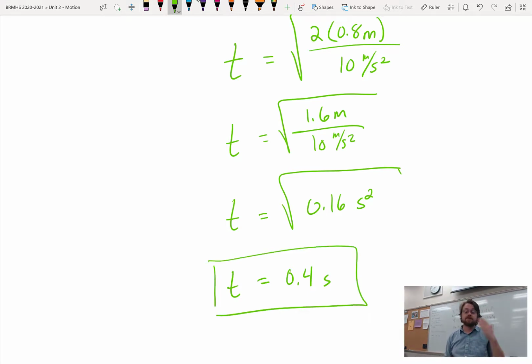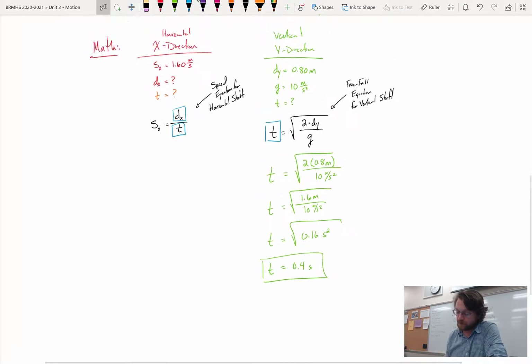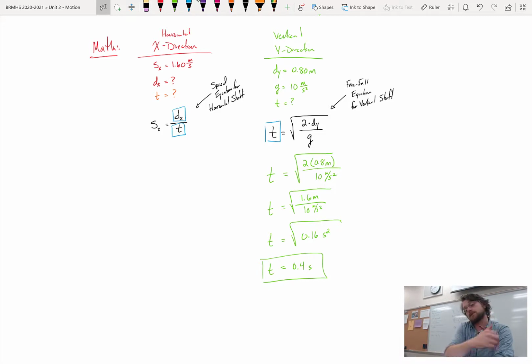So now I have the time. That's how long it takes if I shoot a projectile horizontally from a 0.8 meter height above the ground. It's going to take 0.4 seconds for it to hit the ground. The exact same thing happens if I drop an object from 0.8 meters above the ground, or 80 centimeters. If I just drop an object from rest, it's going to take 0.4 seconds to get to the ground. Remember that video at the beginning of motion notes number 3, they both take the same amount of time to hit the ground, whether you launch it horizontally or just drop it. So we've gotten our time.